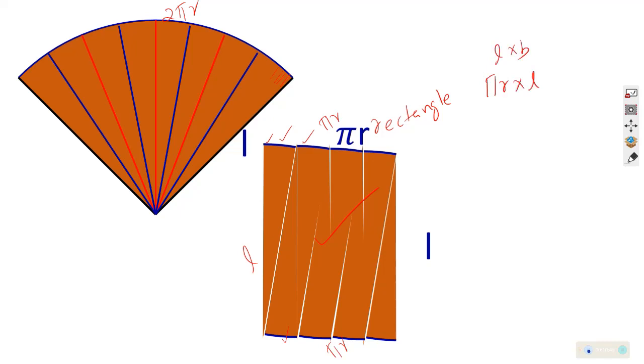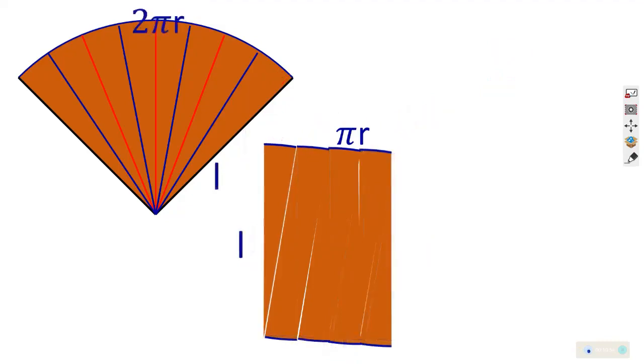So we have made the formula. Pi r into L is the formula to find out the curved surface area of a cone. L is the height over here, or breadth, or length over here. Pi r is the other end.